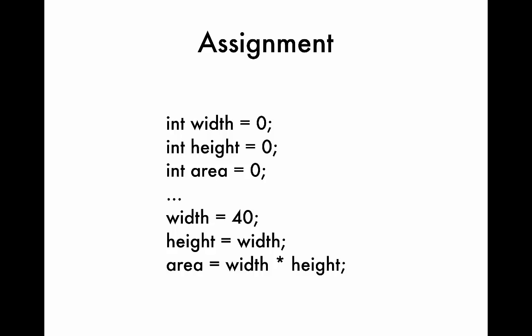Now let's look at assignment in Java. Suppose that width, height, and area are local variables of type int. In this code, they're all initialized to 0 at the time they are declared. After the declaration, we assign 40 to width, and then we assign the value in width to height, and then we assign the result of the expression width times height to area.